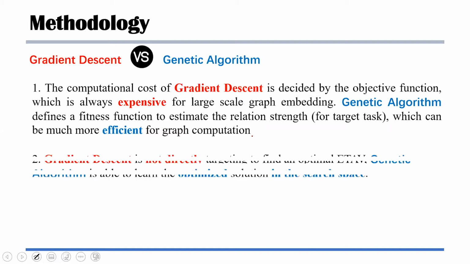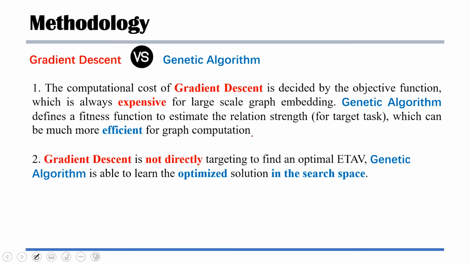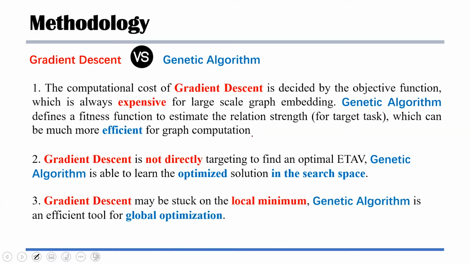Okay, and the second reason is genetic gradient descent is not directly targeting to find the optimal edge type activation vector. But the genetic algorithm is able to learn the optimized solution in the search space. And number 3, gradient descent may start in the local optimization.